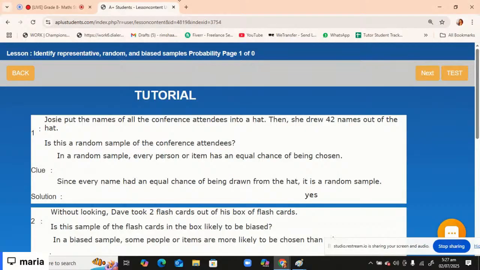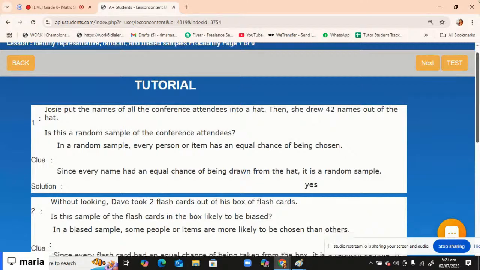Let's suppose Josie put the names of all the conference attendants into a hat. Then she drew 42 names out of the hat. Is this a random sample of the conference attendance? It's random, because she just randomly put all the members' names into a hat and drew 42 names. It's not representative and it's not biased. It's all the members they are talking about. If they are talking about something specific, we say it's representative.